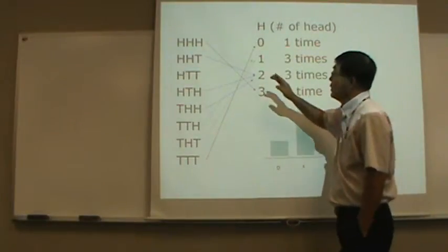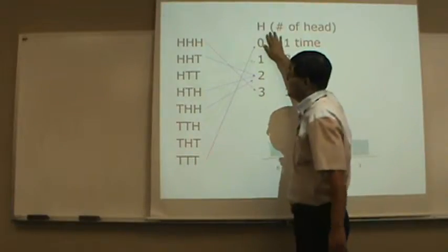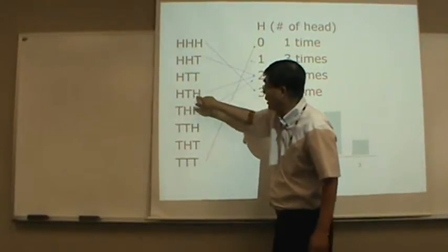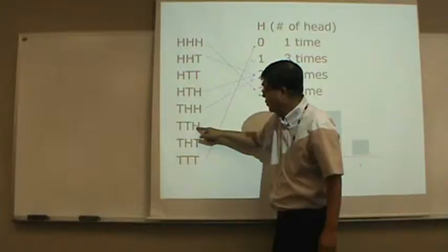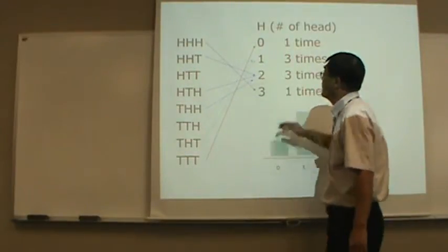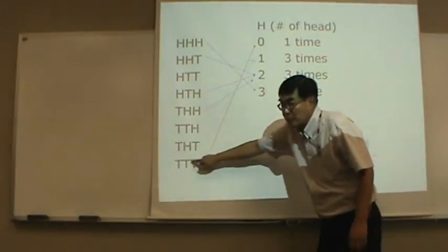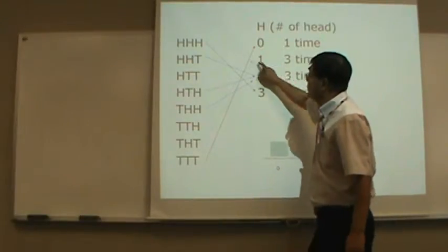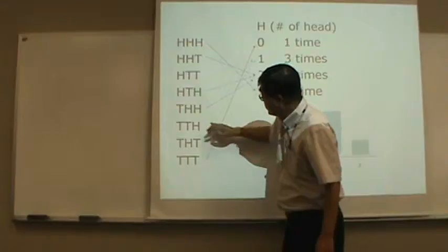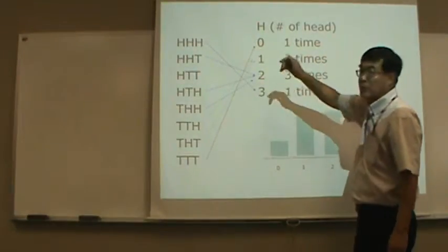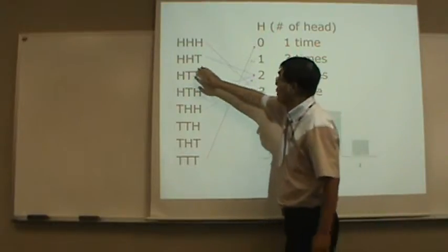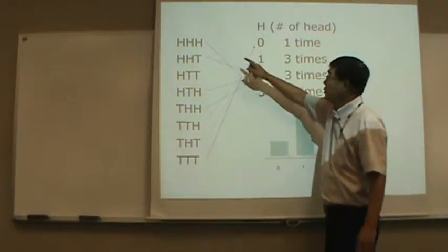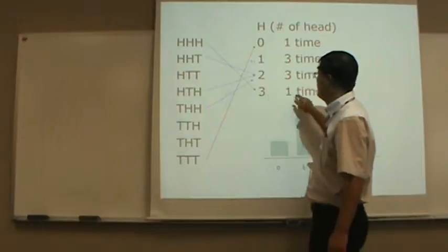Then the number of heads: 3, 2, 1. Head head head is 3 heads, and then 2 heads, 1 head, no head. So number of heads 0 is tail tail tail, only 1 time. Number of heads 1 occurs 3 times, number of heads 2 occurs 3 times, and 3 heads, head head head, only 1 time.